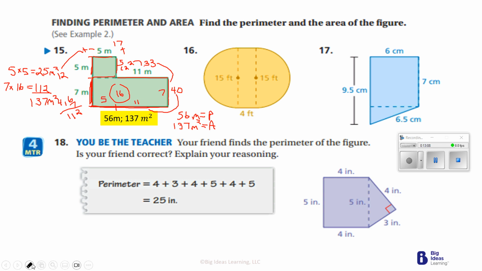Let's look at number 17. For number 17, I see that I have what looks like a rectangle here, and then a triangle down here. So we said the formula for a rectangle is length times width, and this length is 6, and its width is 7, right, from here to here. And 6 times 7 is 42. So this is 42 centimeters square.